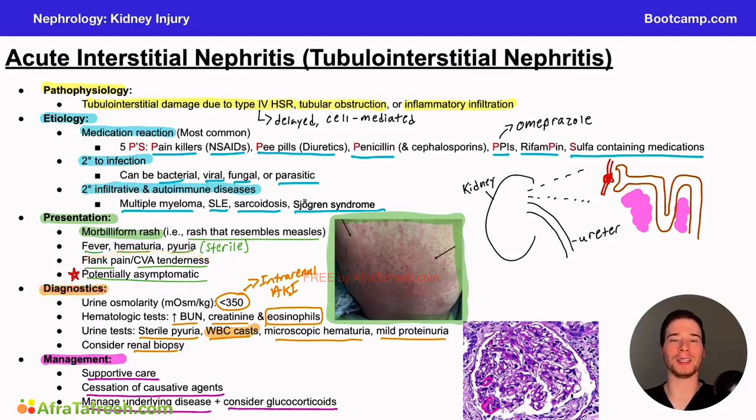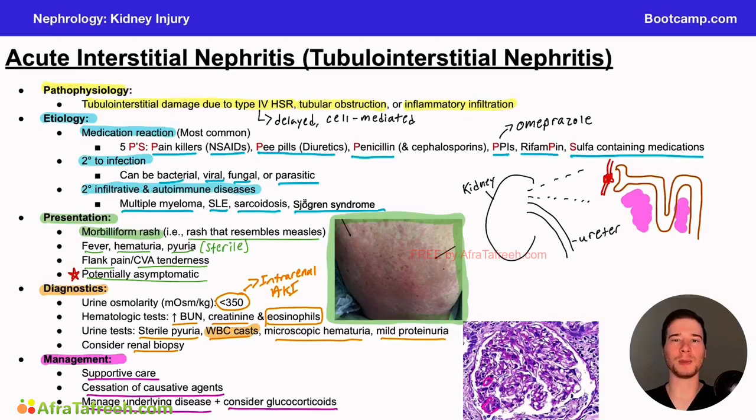When we look at our diagnostics, we're dealing with an intrarenal acute kidney injury. So acute interstitial nephritis is a subtype or a subvariant of intrarenal AKI, and that's why our urine osmolality is going to be less than 350, indicating dilute urine in the tubules. We can also do some other tests such as blood tests or urine samples, and the 2 key points I want you to keep in mind for this condition include eosinophils and white blood cell casts.